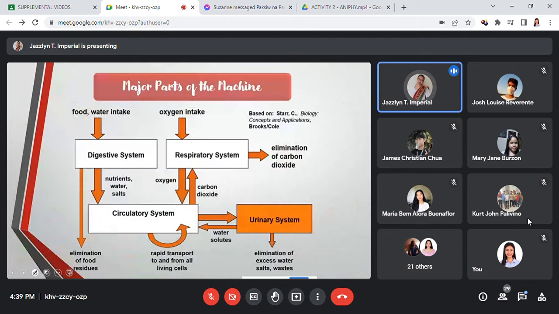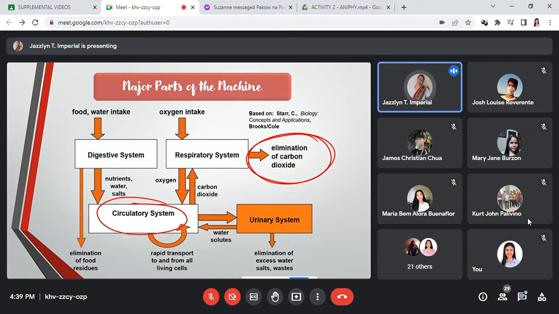Okay? Now, moving on to slide number 2, what you see here are the major parts of the machinery involved in excretion. So we have already discussed respiratory system. And as per our discussion, you have seen that one of the excretory functions of the respiratory system is the elimination of carbon dioxide. So this works in conjunction with the circulatory system.